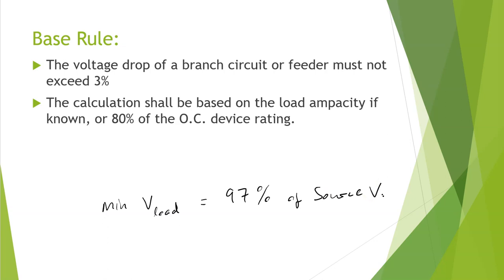Now, in order to make sure that we abide by this and that we have a sufficiently high voltage at the actual load that's being served, we need to size our conductors accordingly. When we do our calculations, it's very important that we base our calculations on either the known load ampacity or on 80% of the overcurrent device rating. And so if it's a 15 amp breaker and we actually don't know how much current the specified load will draw, we would have to base it on an ampacity for the load of 12 amps, 80% of 15.